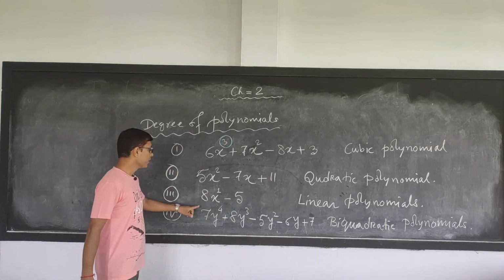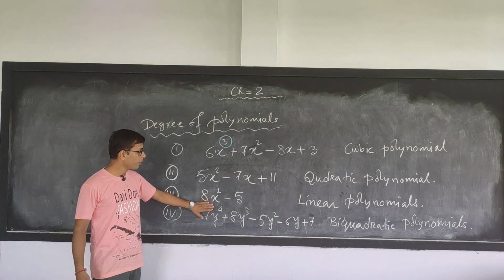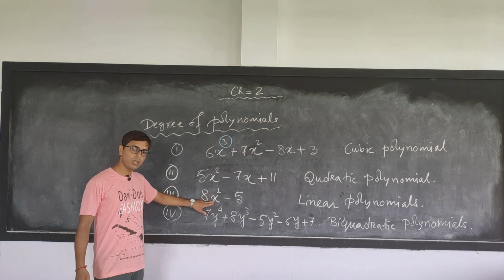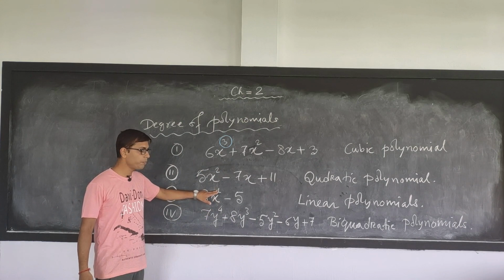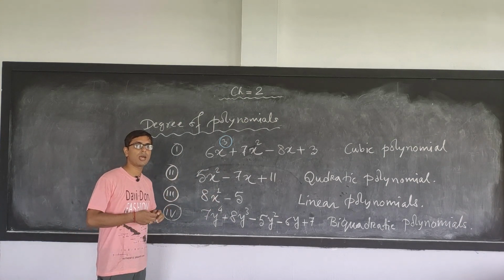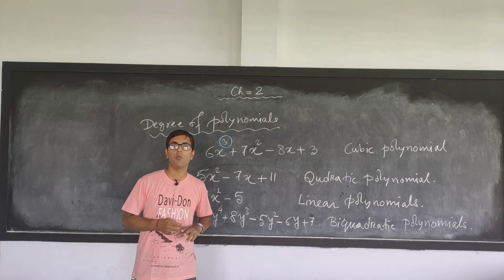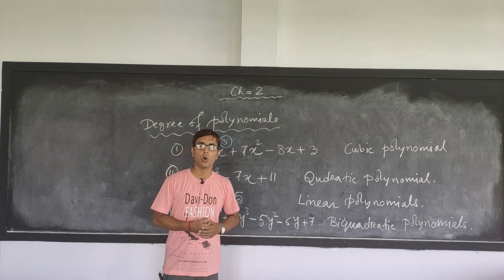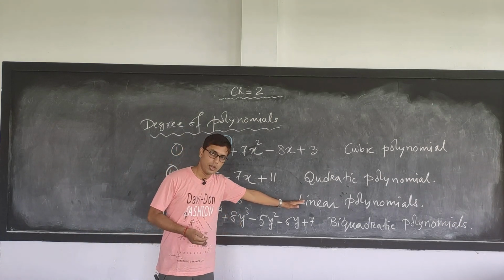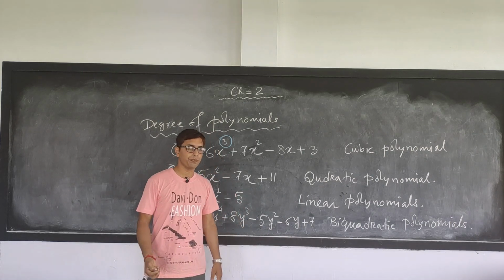Similarly, in this case, this is a polynomial in one variable. The variable is x here, and the maximum power is 1. And when the polynomial has degree 1, that means the highest power is 1, such polynomials are known as linear polynomials. Clear? So we have discussed this in the previous video.